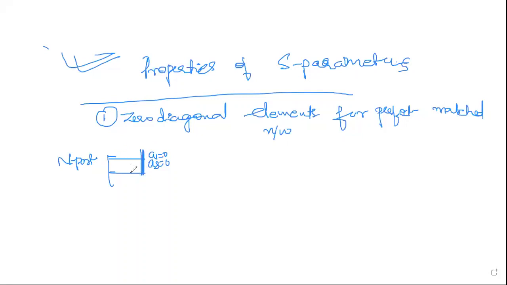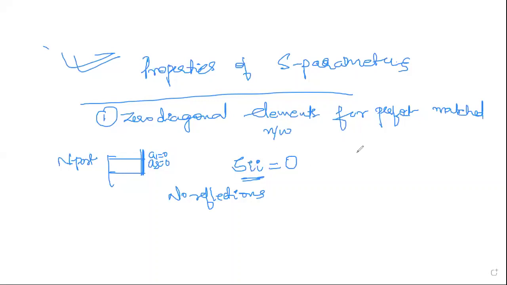So when you match the termination, the scattering coefficients of the form Sii will be equal to 0, because for a matched termination there will be no reflections. So the elements with respect to Sii will be equal to 0, which means that under this condition the diagonal elements are 0.